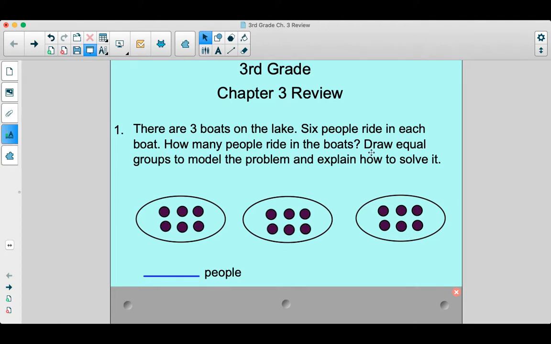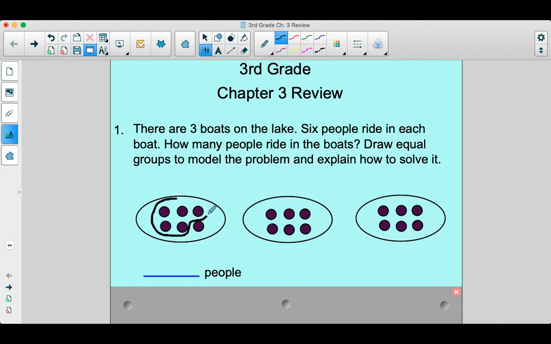And then it says draw equal groups. Okay, we did that. To model the problem and explain how to solve it. So first we have to figure out how many people there are altogether. So maybe you know how to count by sixes. So maybe you did 6, 12, 18. Or maybe you even knew how to count by fives.